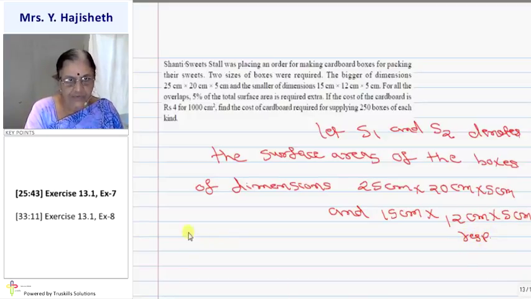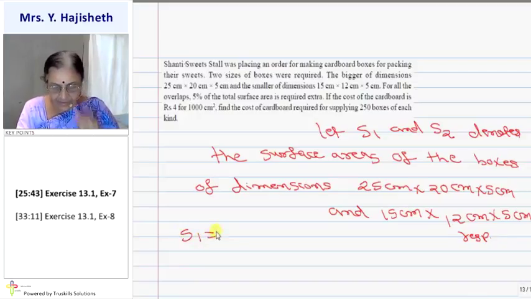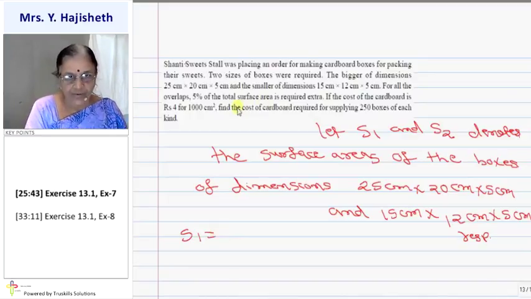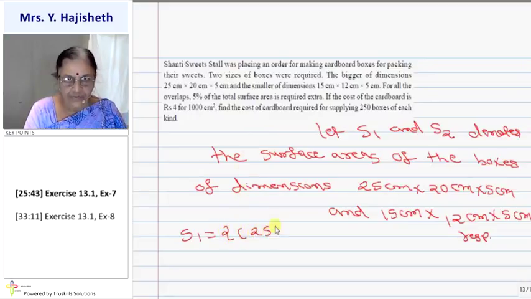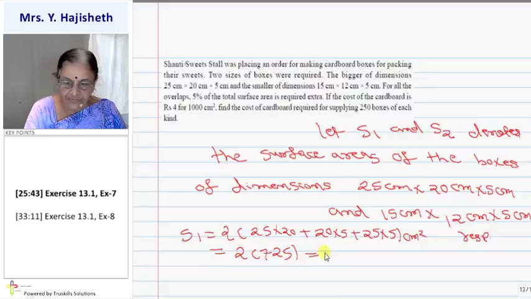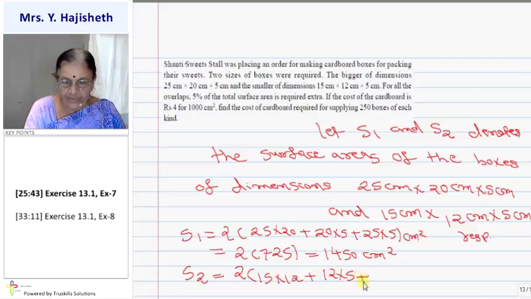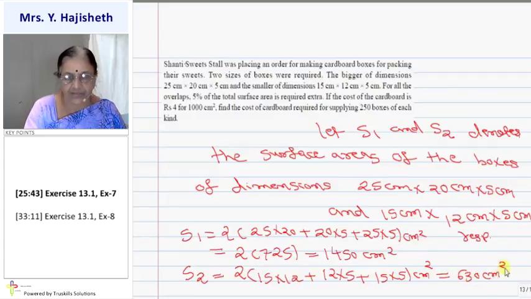So if you calculate S1, you are getting S1 is equal to 2 times 25 into 20 plus 20 into 5 plus 25 into 5 centimeter square. Okay, and your answer will be coming 2 into 725. So it is 1450 centimeter square. S1 आ गया. Now we find out S2. S2 is coming 2 times 15 into 12 plus 12 into 5 plus 15 into 5 centimeter square. कैलकुलेशन करोगे तो उसका आएगा 630 सेंटीमीटर स्क्वायर. इतना कैलकुलेशन आप कर सकते हो.